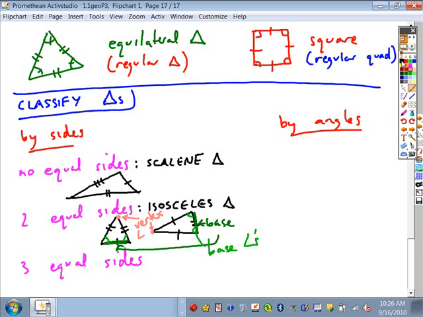And then finally, we already saw up here the triangle with three equal sides is classified as equilateral. And again, it'll just be symbolized with the three equal tick marks. In this particular case, for a triangle, if a triangle is equilateral, then it's also necessarily equiangular, which makes it a regular polygon.